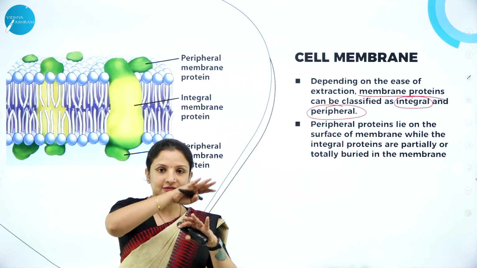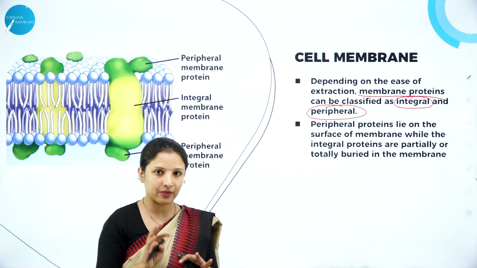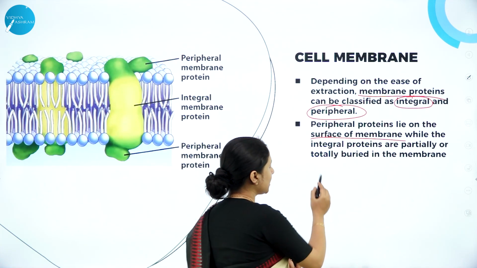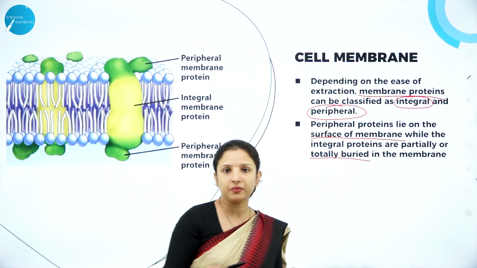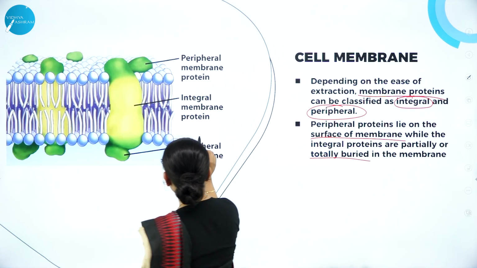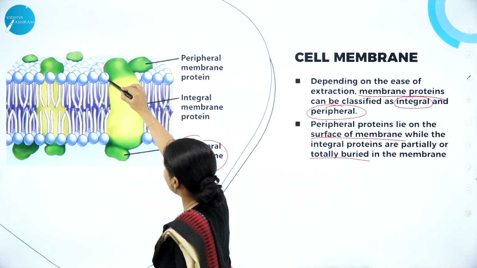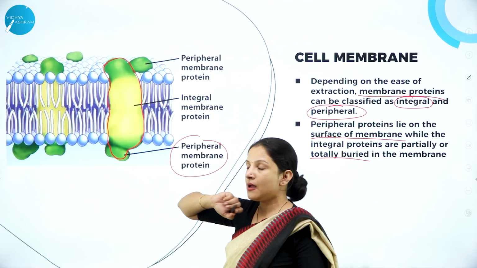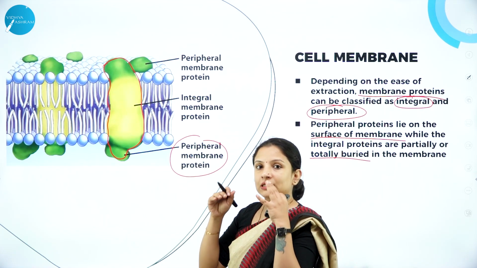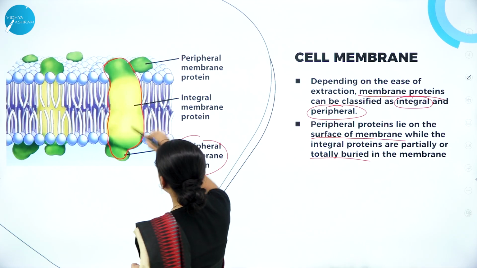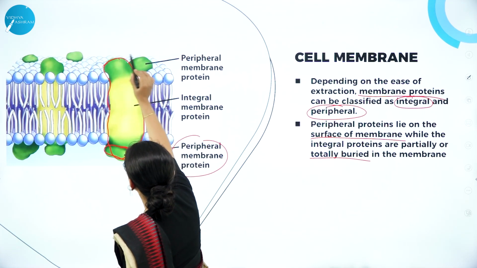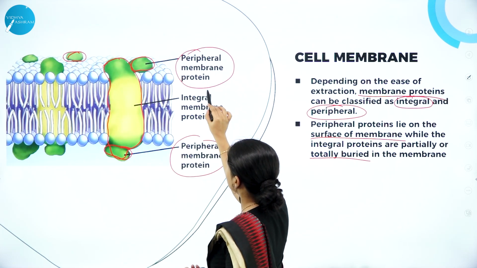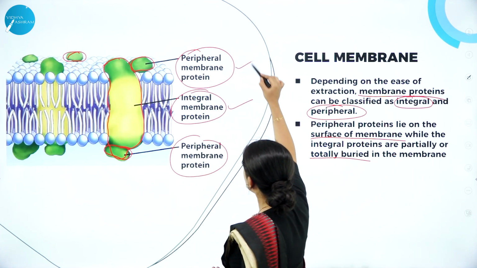So peripheral proteins are always present on the plasma membrane or on the lipid bilayer. They lie on the surface of the membrane, while the integral proteins are partially or sometimes totally buried in the membrane. As you can see here, these form the peripheral membrane proteins. The integral proteins can be buried between the two lipid layers, in the membrane, therefore they are called integral proteins. So these are the integral membrane proteins and the peripheral membrane proteins.